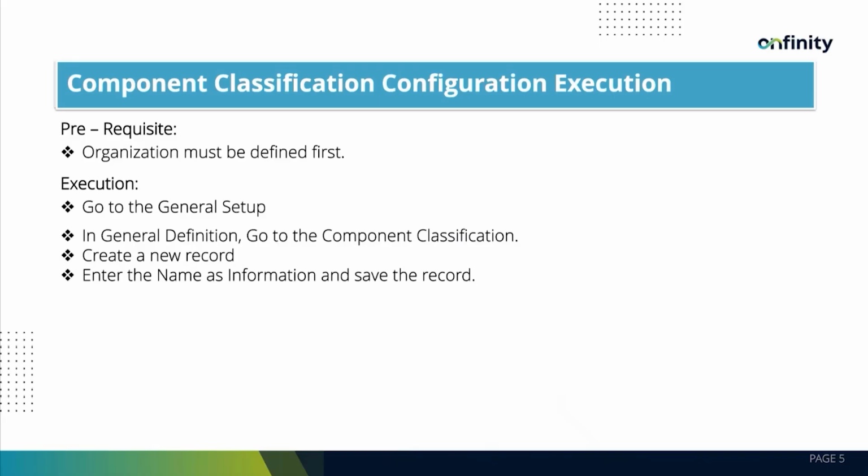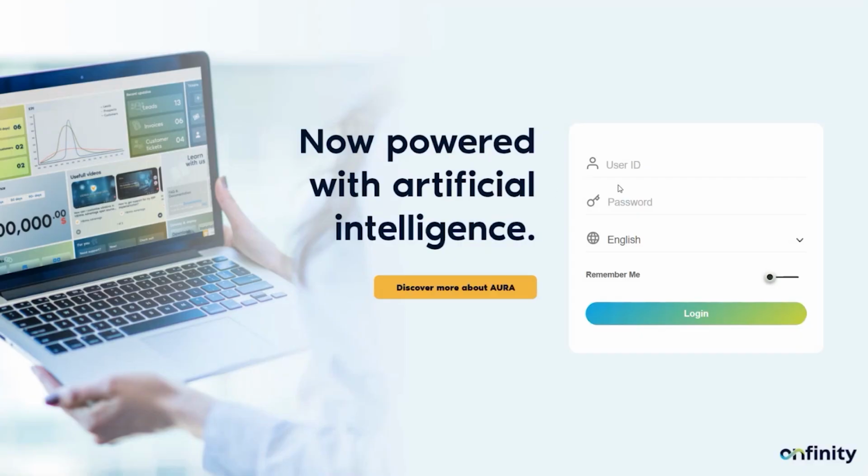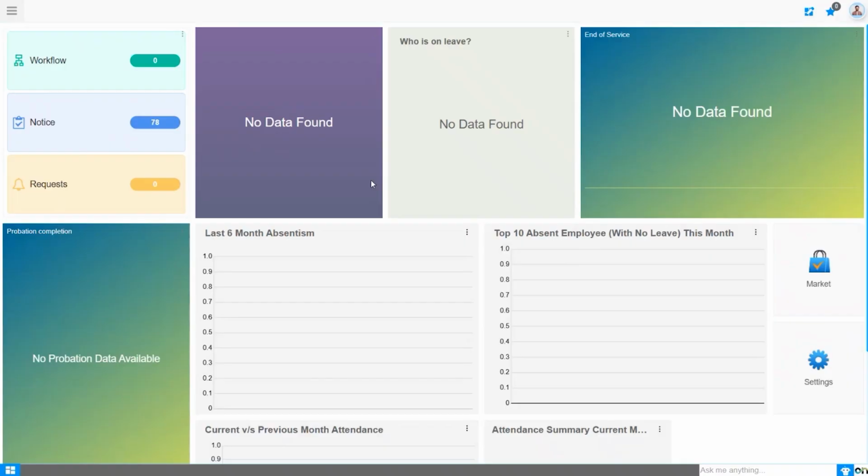Now, let's switch to the system and walk through each step to understand the configuration in action. Let's begin by logging into the system. This is the login page. I will enter the user ID as Sonic Admin and enter the password to log in. Once logged in, we land on the home page.